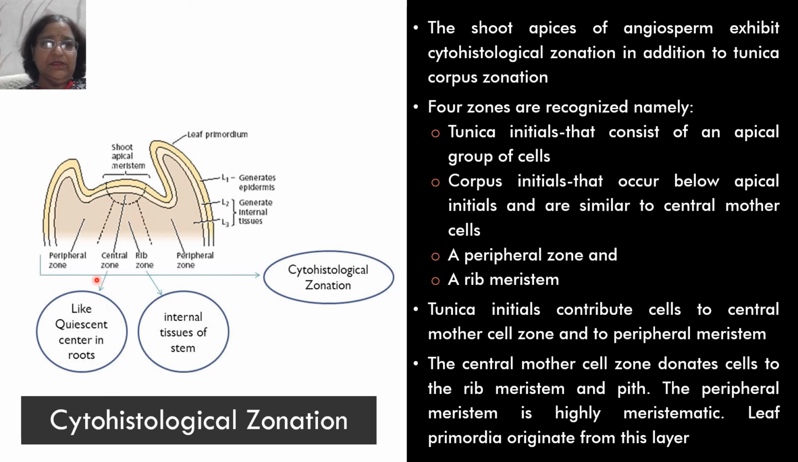So this is the peripheral zone, central zone, rib zone, again peripheral, and this tunica may be many layered. L1 gives rise to the epidermis. Then again the internal tissues are in the tunica. So this dark yellow is the tunica layer and this is the corpus.